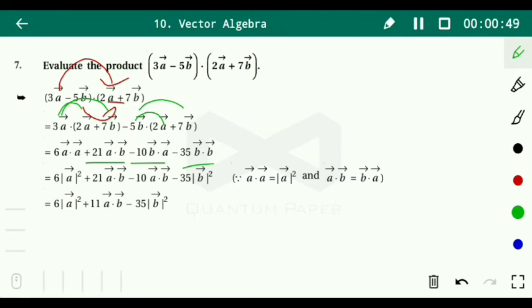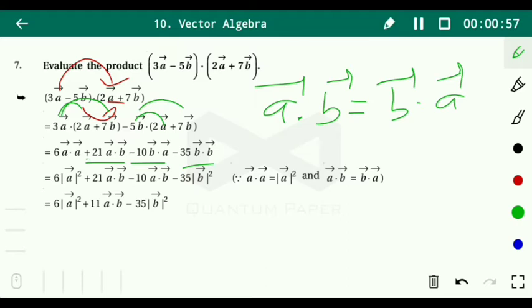Now we know that vector A dot vector B is equal to vector B dot vector A. So here we can write 21 vector A dot B minus 10 vector A dot B, and it gives 11 times vector A dot B, and vector A dot vector A is equal to magnitude of vector A square. Okay, so our final answer is 6 magnitude of vector A square plus 11 times vector A dot B minus 35 magnitude of vector B square.